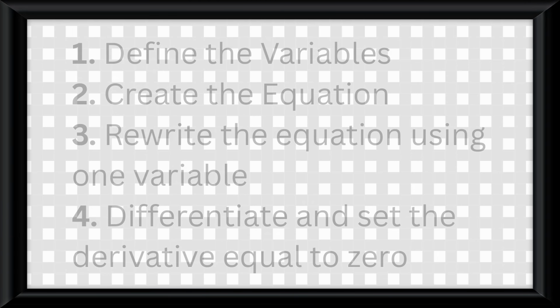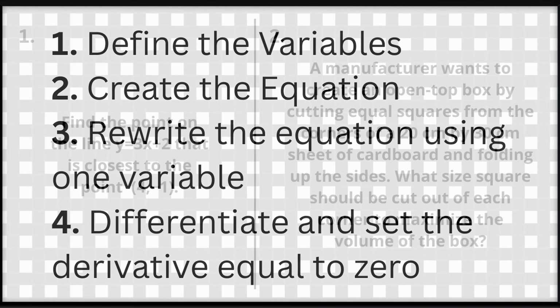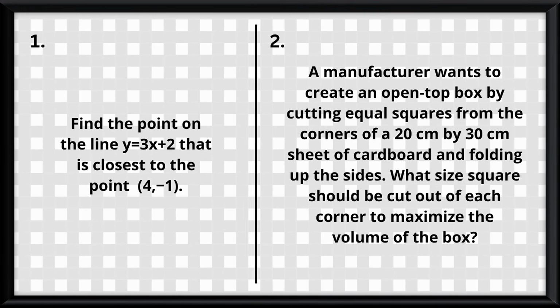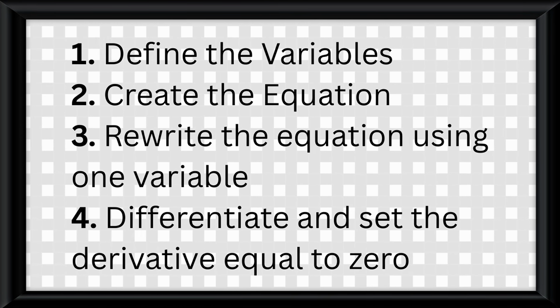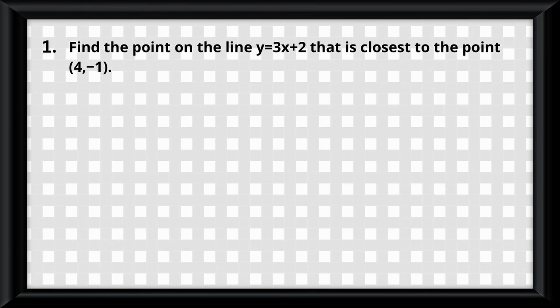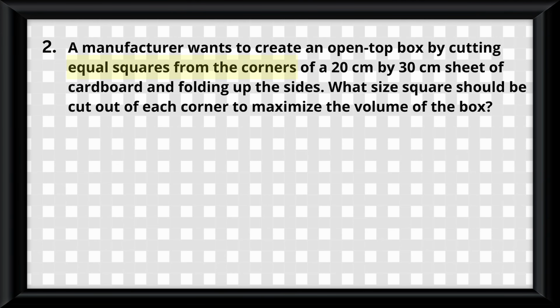So here are your 4 steps to solve optimization problems. To explain these 4 steps, I will be using these 2 problems on the screen now. I'm not gonna read them to you, so you should probably pause the screen now to read them. Good? Good. Alright, here we go. Step 1. You must define your variables. In our first problem, our variables are already defined as y and x because of the original function. In the second problem, there are 4 squares being cut out of a box's corner. We'll say x is the side length of each square coming from the corners.